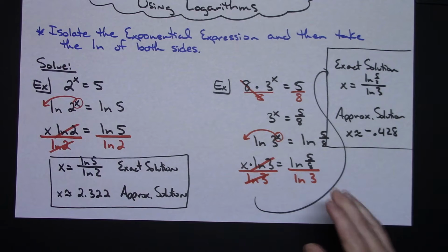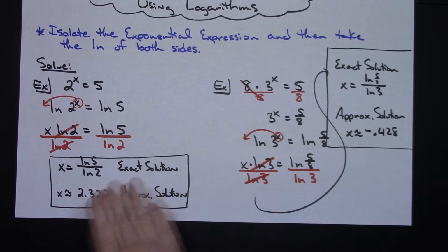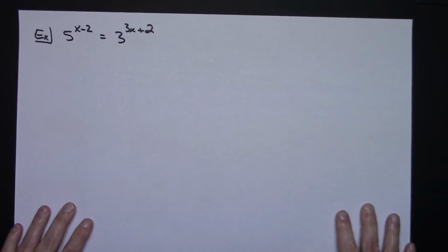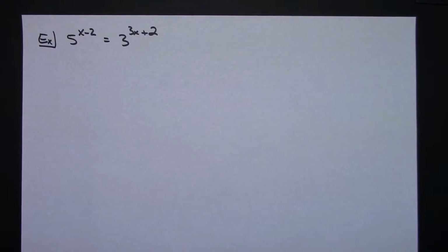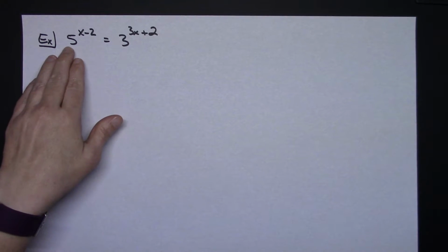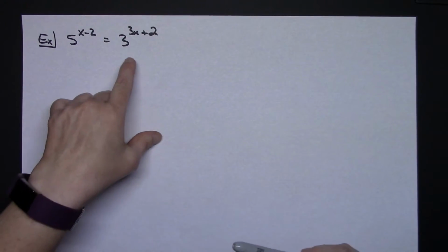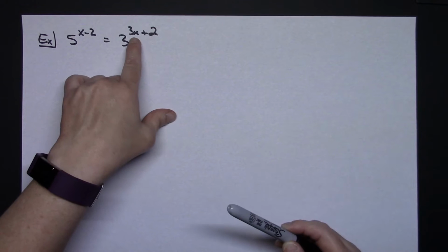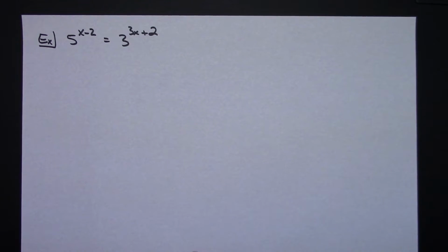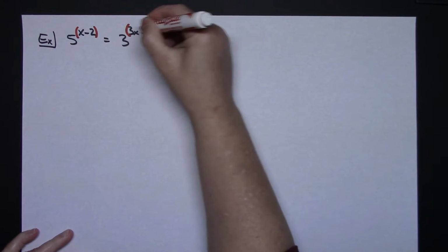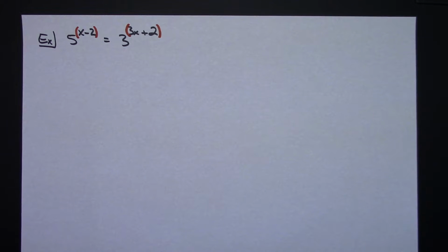Now let's step it up a little bit, because those were both relatively simple, straightforward, not very complicated. If we move it up to something that looks like this, maybe we've got a 5 raised to the x minus 2, so the whole exponent is x minus 2, and a 3 raised to the 3x plus 2. Something you do want to acknowledge is that these exponents really are binomials. So we're going to have to keep them together.